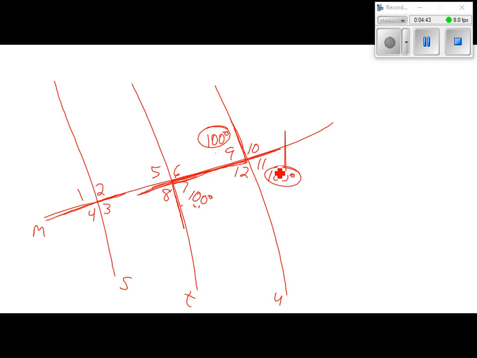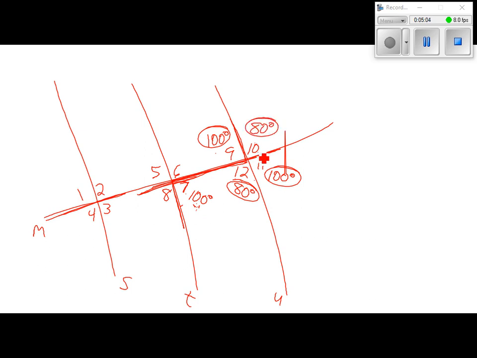I'm just doing it this way. Angle 7 and angle 12 are consecutive interior angles, so they have to be supplementary. So angle 12 and angle 7 have to add up to 180, so that's 80 degrees. Angle 12 and angle 10 are vertical angles, so they have to be congruent, so that's 80 degrees.